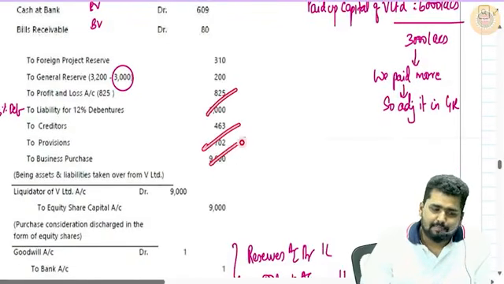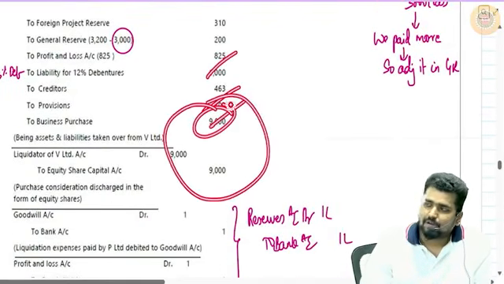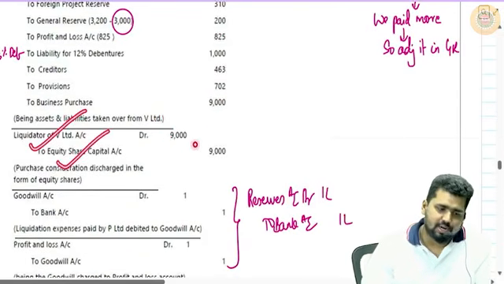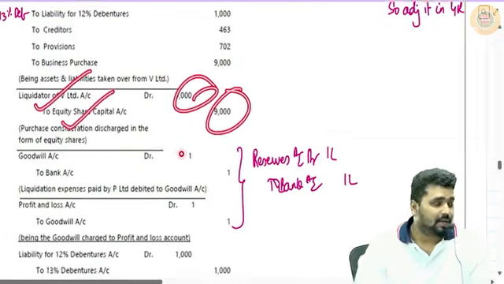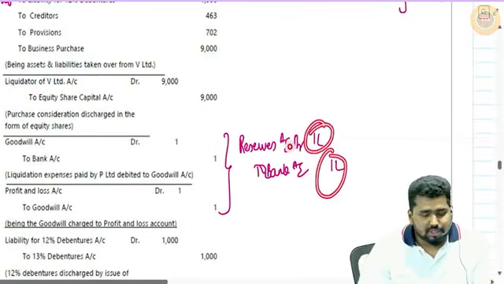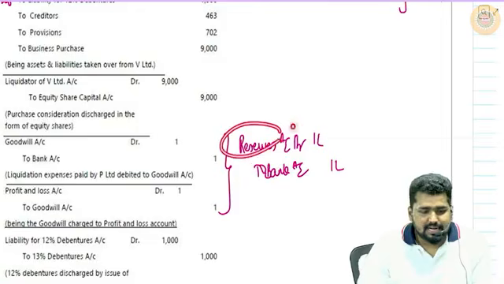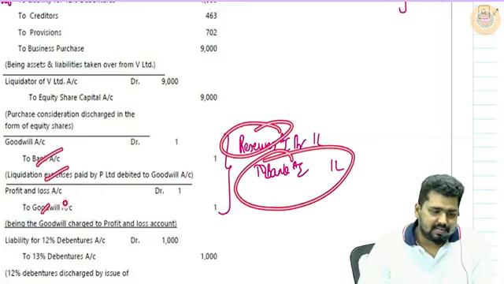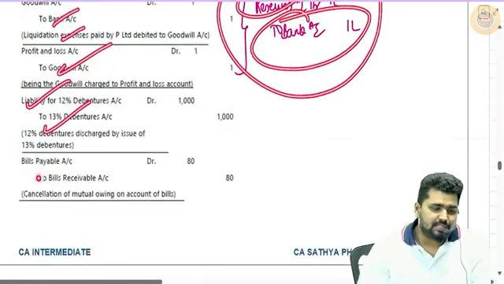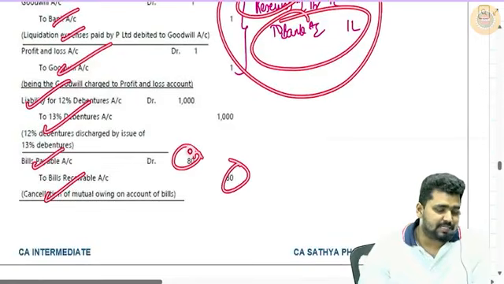So everything is completed, and when you make the payment for the purchase consideration, only equity share capital we are giving for this sum, liquidator to equity share capital. And liquidation expense of 1 lakh we have seen. This is amalgamation in the nature of merger. Therefore the entry is: reserves account debit to bank. Just pass reserves to bank. And old debentures to new debentures, and mutual owings of only 80 should be subtracted.